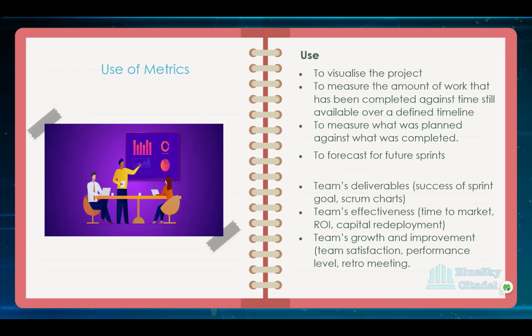Okay, so why or what do we use these metrics to see? It helps us to visualize the project. We're able to see the project. We're able to see what is being done on the project. It measures the amount of work that has been completed against time. And then it also looks at what is still available for that particular time, what has been done, what is remaining, what is the timeline remaining, to complete the work that is outstanding.